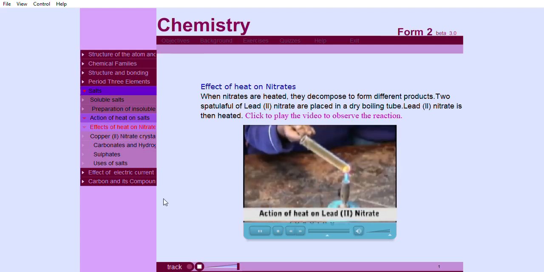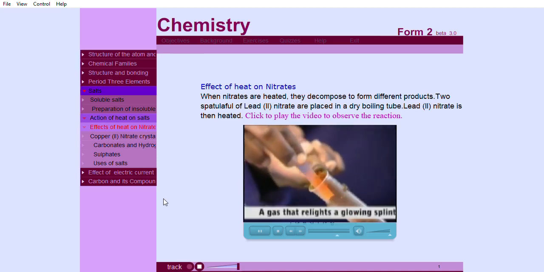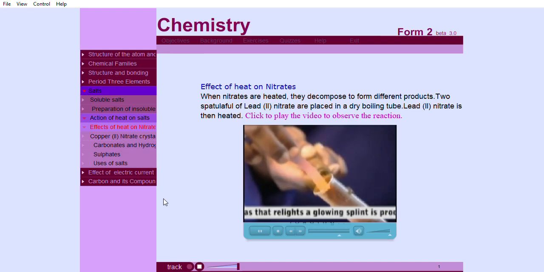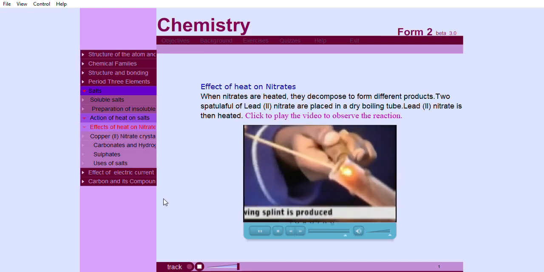Lead-2 nitrate decomposes on heating to give brown fumes, a colorless gas, and a yellow solid on cooling. The yellow solid is lead-2 oxide. Brown fumes are nitrogen-4 oxide. A gas that relights a glowing splint is produced. The gas is oxygen.